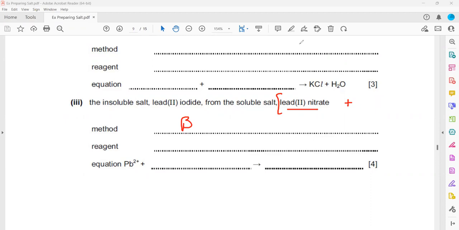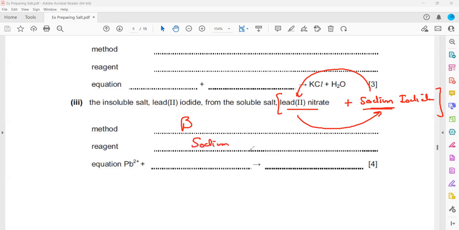Normally group 1 salts are soluble. So we want a soluble salt, so we can select sodium iodide. When sodium takes the position of lead, lead will take the position of sodium. So it will become sodium nitrate plus lead iodide. You can select any metal here, but better group 1 because group 1 salts are soluble. So as a reagent you can mention sodium iodide.